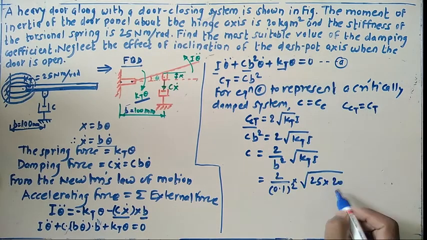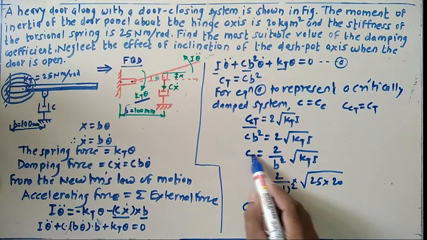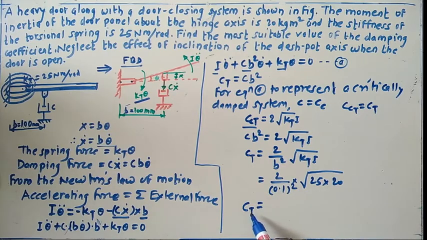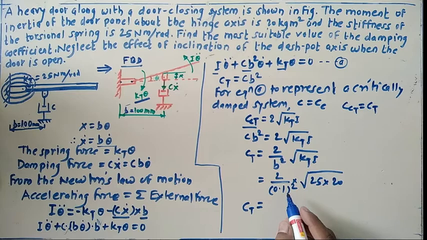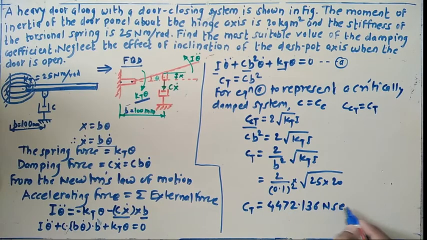So substitute here, do the calculations and get the value for this one. C, instead of writing only C, I'll just give the suffix for this one as CT. Okay, just indicate the damping coefficient for the torsional system. Okay, so after doing calculation, we found the value for this CT equals 44.136 Newton second per meter.